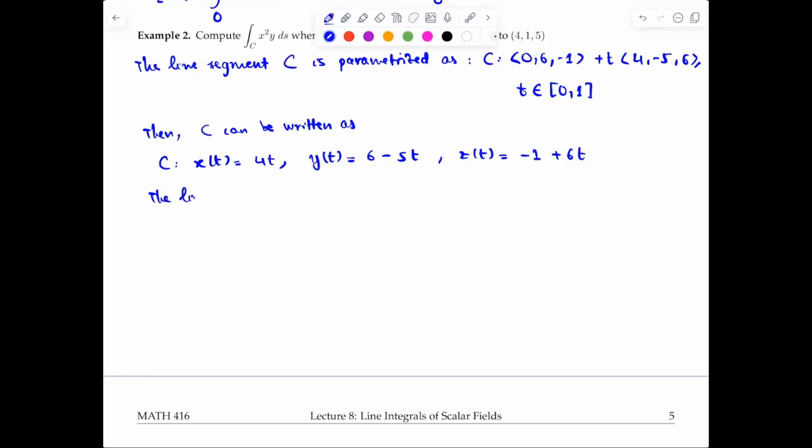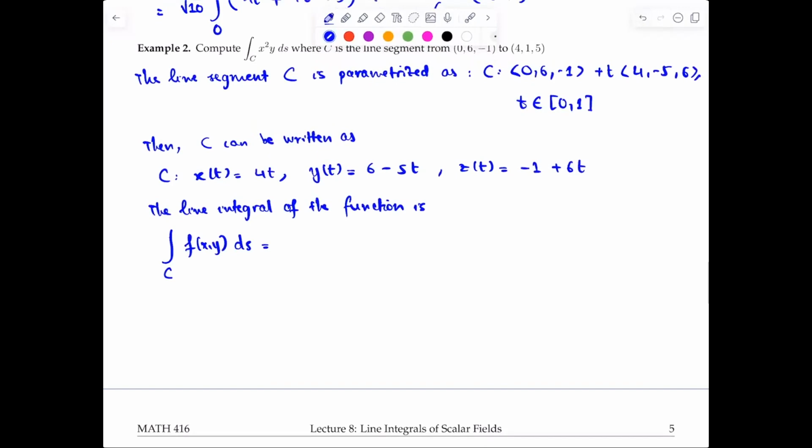Now the line integral of the function f of x comma y. Now you have x squared times y, but x is equal to 4t, and y is equal to 6 minus 5t. So you turn this into a definite integral from 0 to 1 of x squared, which is 4t squared, times y, which is 6 minus 5t, times the square root of 4 squared plus negative 5 squared plus 6 squared dt.